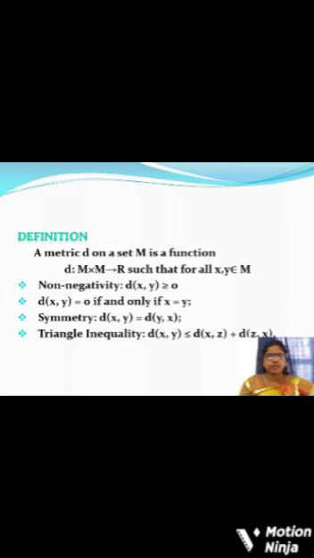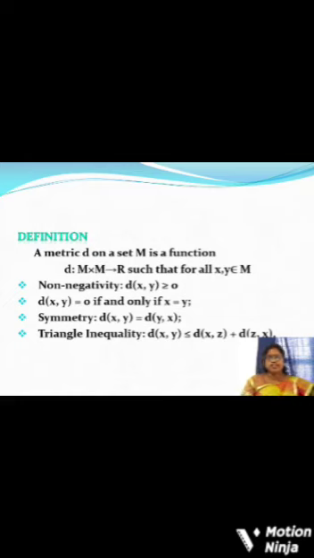First, we are going to see the definition of a metric space. A metric space is a function d, usually known as the distance function. That's why we are using the symbol d. d on a set M, and the function d is from M cross M to R such that it will satisfy the four conditions for all elements x and y in M.